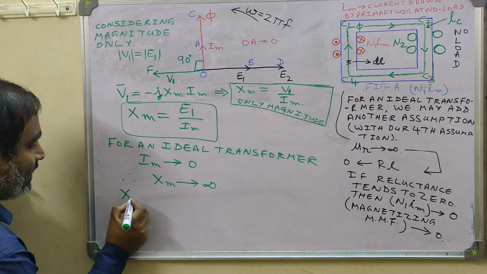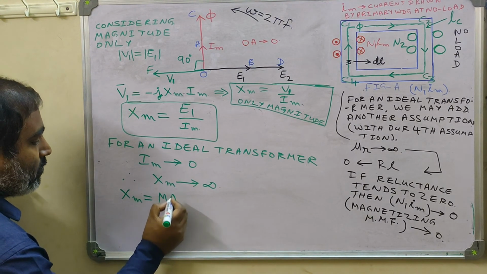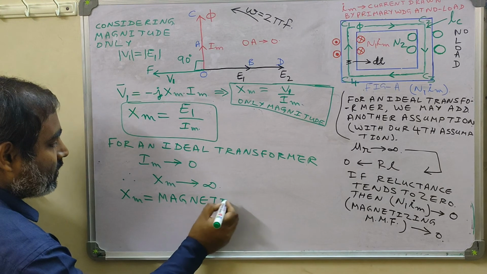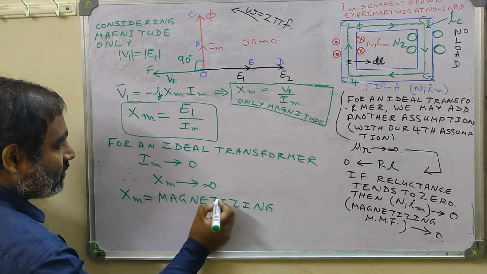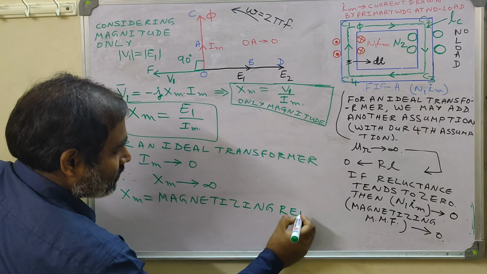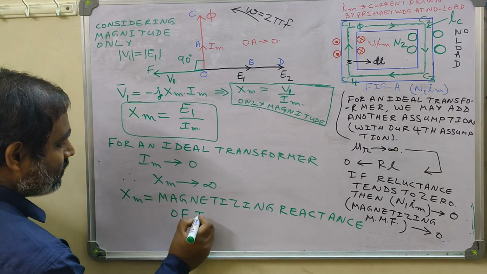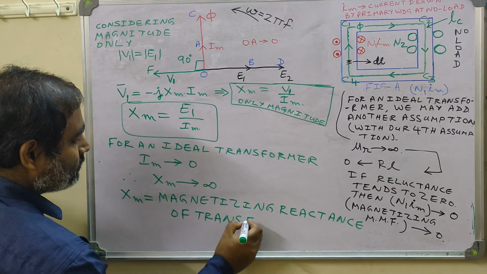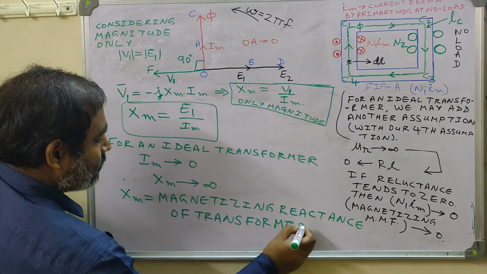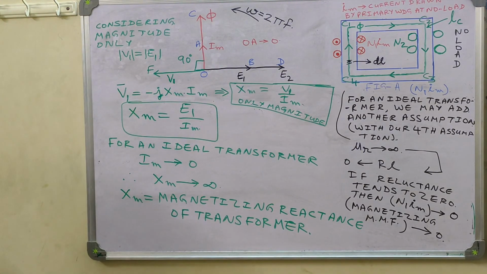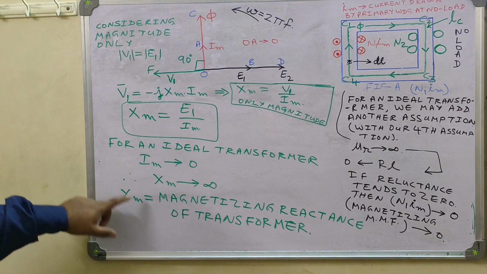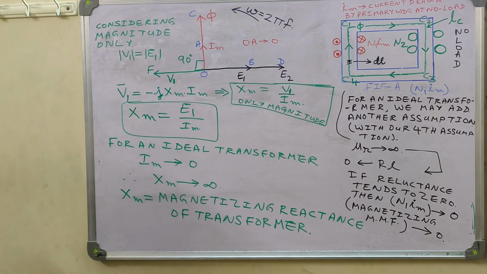So what is Xm? Let me write it over here. Xm is the magnetizing reactance of the transformer. Im is the magnetizing current, as said earlier, the RMS value, or root mean square value, of the magnetizing current drawn by the primary winding from the supply voltage. And Xm is the magnetizing reactance of the transformer.